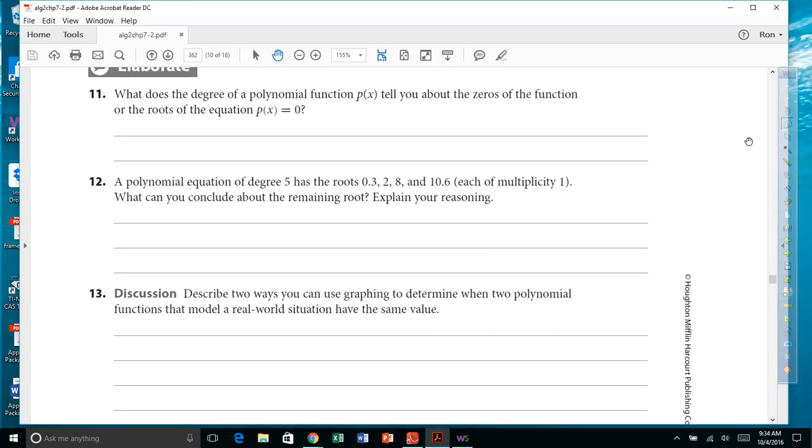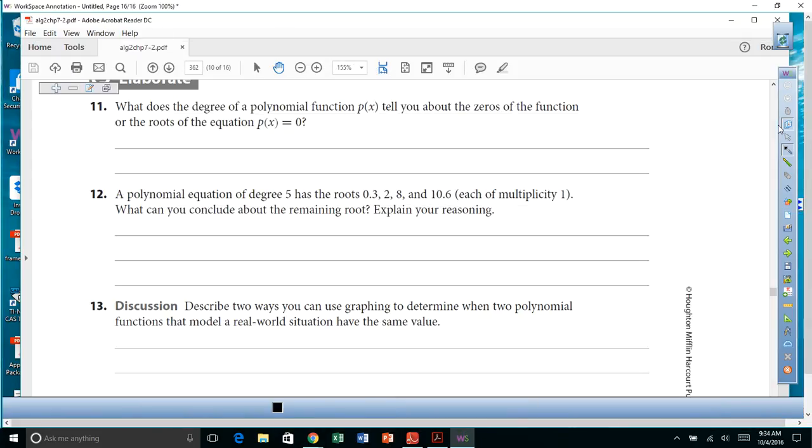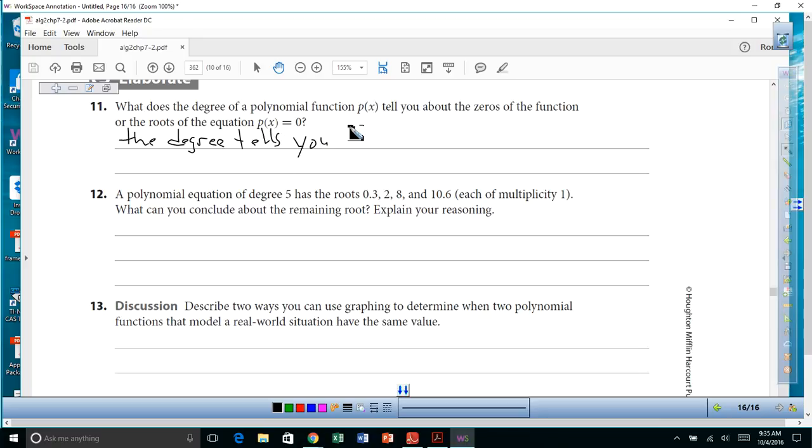I got you. What does the degree of a polynomial function p of x tell you about the zeros of the function or the roots of the equation p of x equals 0? The degree tells you how many roots there are.